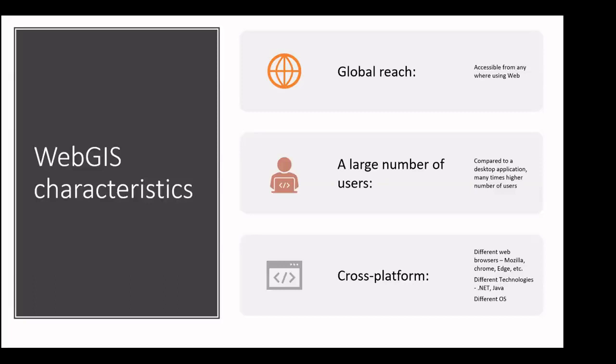So why is WebGIS required? If we understand the characteristics of WebGIS, we can understand why it was required. It has a global reach. It is not restricted to one person or two persons. Any person who has a browser can access this GIS. That is the most important need for WebGIS. And then a large audience can be addressed.